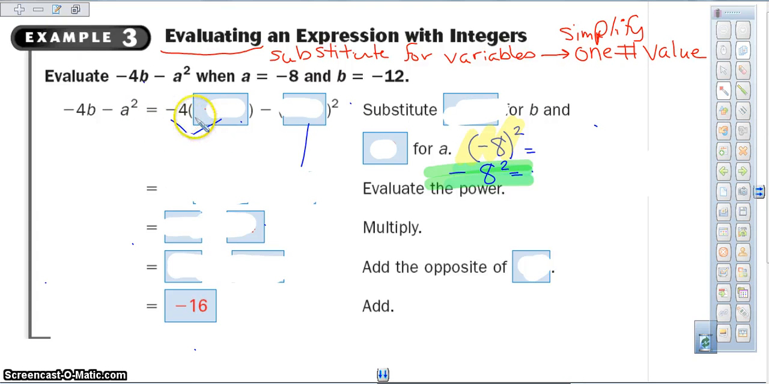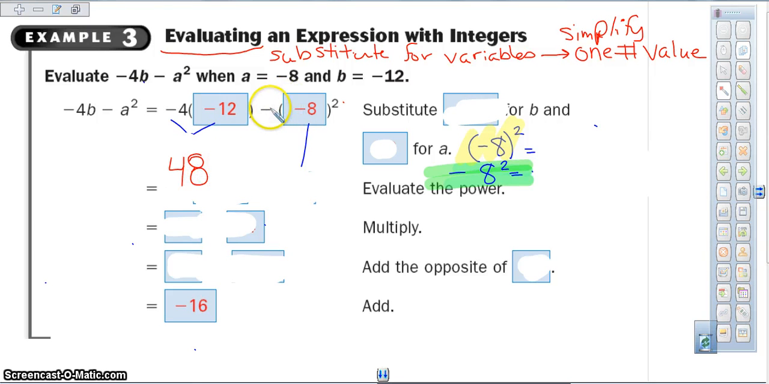What would we do first? We're going to substitute in. They tell us b is -12. So we're going to put 4 times -12 minus -8 squared. So we've replaced our two values. Order of operations says, do inside the parentheses. Well, inside our parentheses is one value, -12. So negative times a negative is positive, and in this case, we would have positive 48.